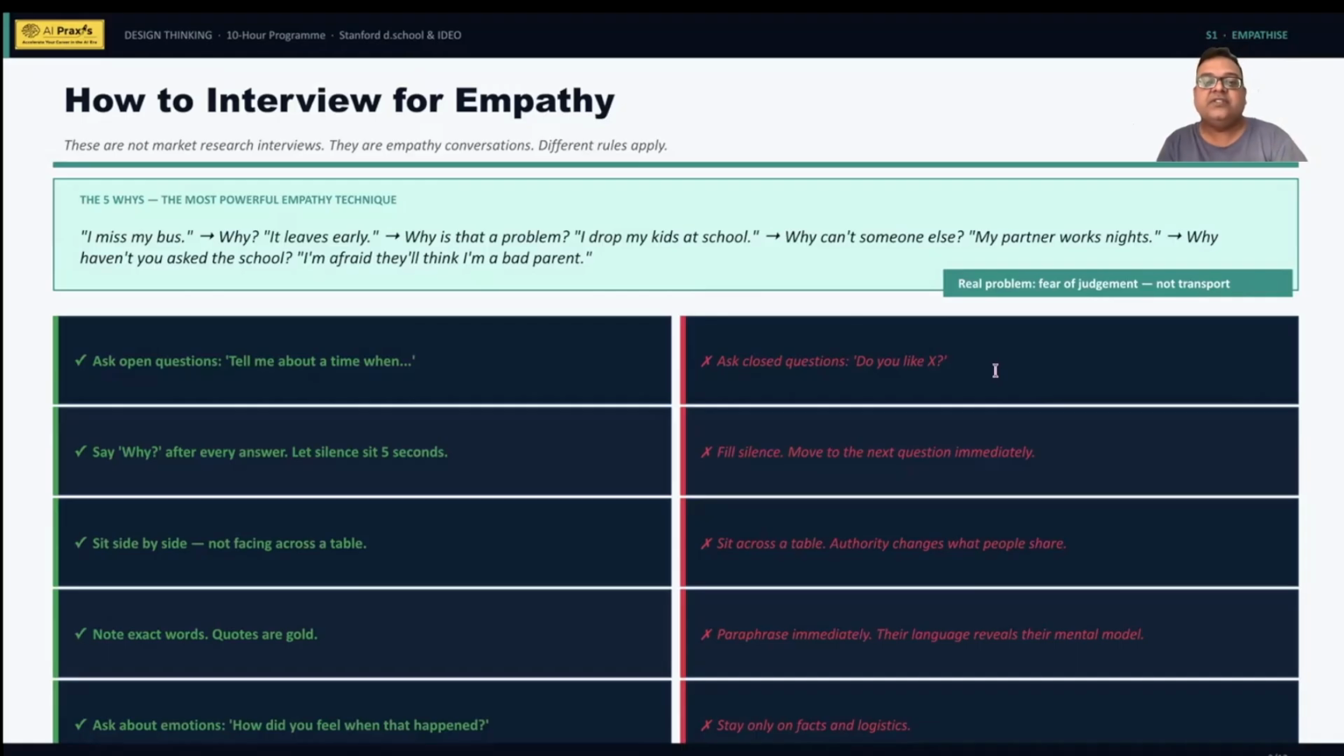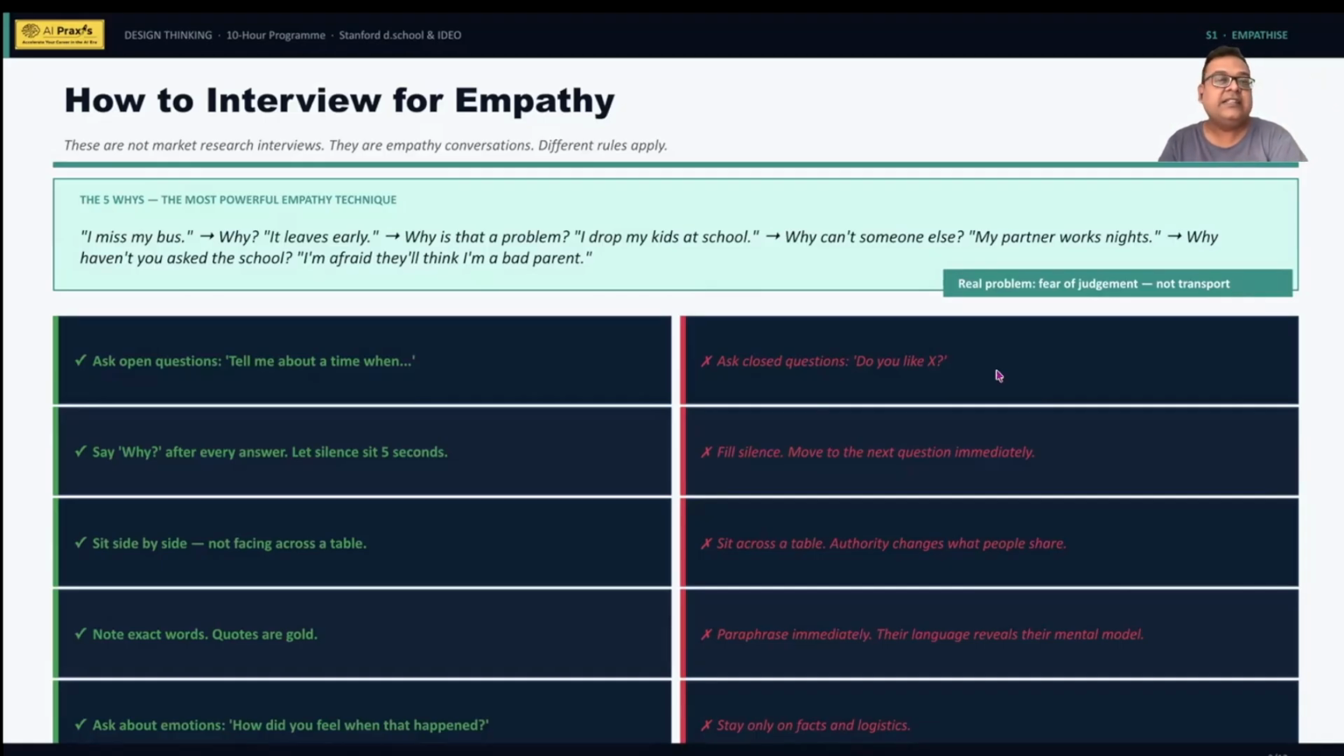If we had stopped after the first answer, we might have designed a bus tracking app. But after reaching the fifth answer, we realized the real challenge has nothing to do with transportation. It's about fear of judgment. And that's the power of the 5 whys. It helps us move from symptoms to root causes, from facts to feelings, from surface problems to human needs. The rules of a great empathy interview, hence, may seem simple, but they make a huge difference.